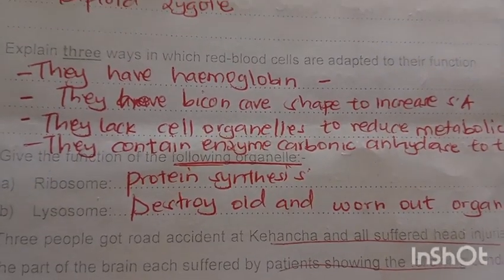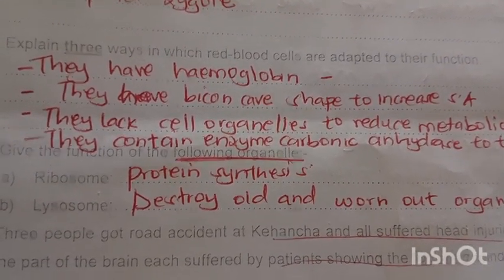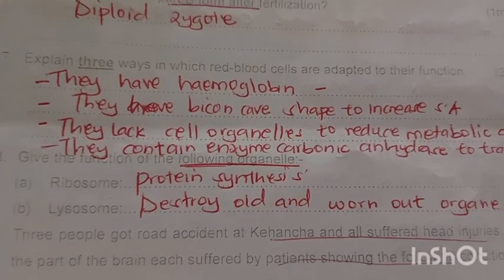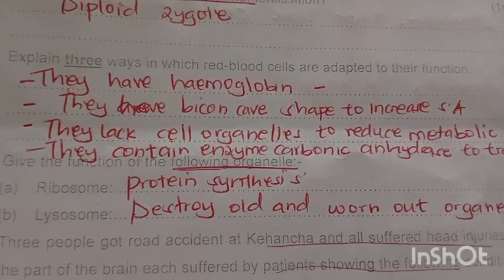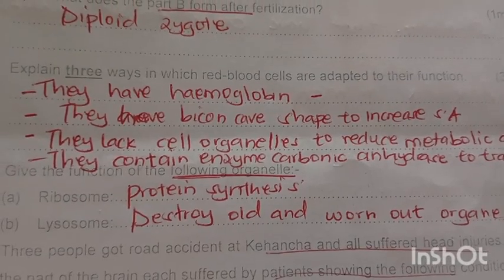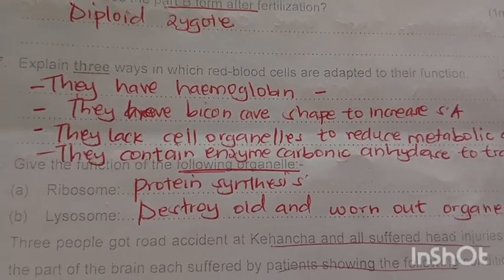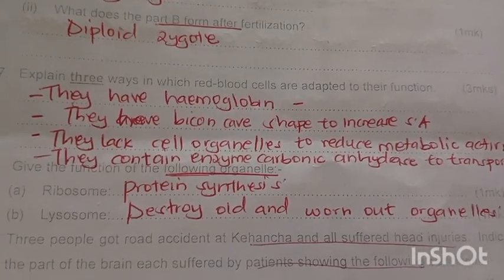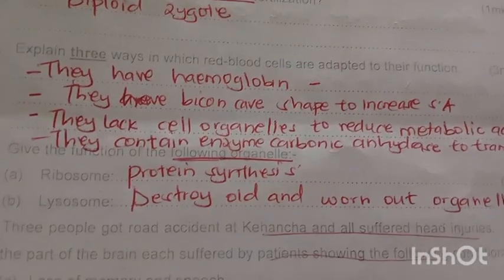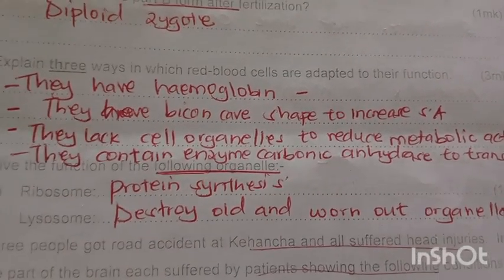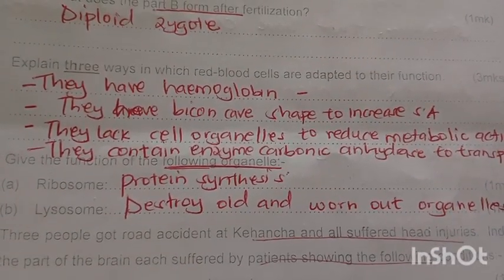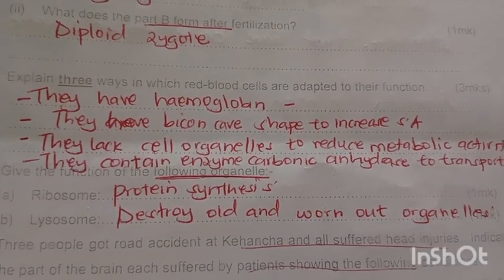Explain 3 ways in which red blood cells are adapted to their function. They have hemoglobin for transporting oxygen. Then they are biconcave in shape to increase surface area for packaging of oxygen. They lack cell organelles to reduce metabolic activities, and also so they have enough space for packaging of oxygen. And then they contain the enzyme carbonic anhydrase to transport carbon dioxide.